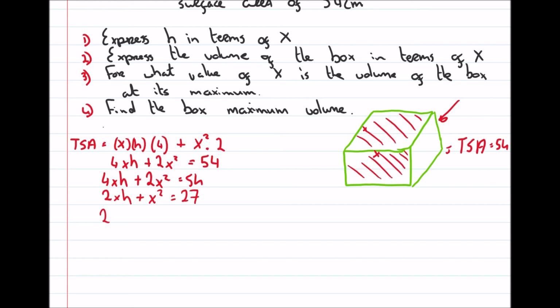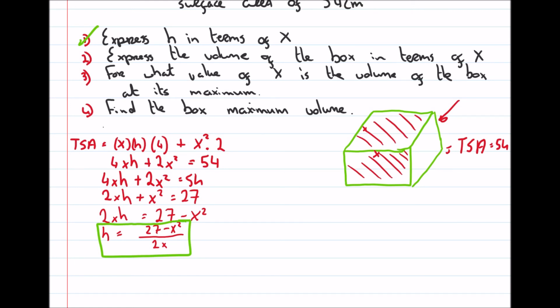And then I can say 2xh equals 27 minus x squared. And then I can say h equals 27 minus x squared all over 2x. Okay, so there is my answer for the first bit. The height of the box in terms of x is 27 minus x squared over 2x. So that's the first bit done.